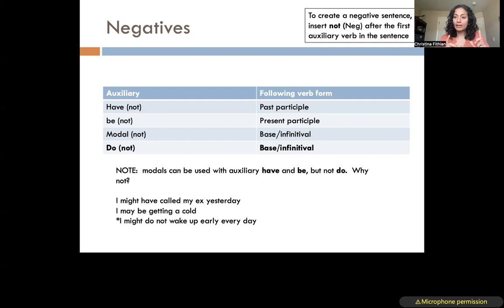Now, notice we're going to add an auxiliary here, and that is do. If you have do or do not, as sometimes you have to generate do to create a negative sentence, well, the following verb form is also going to be in the base or infinitival form.